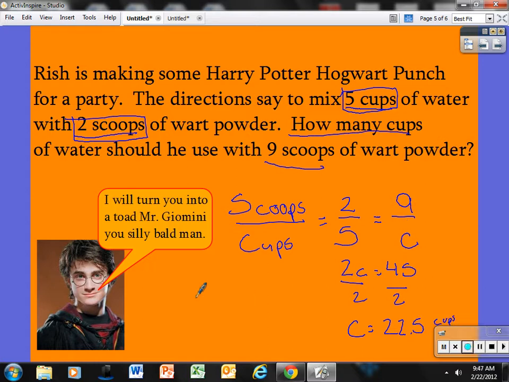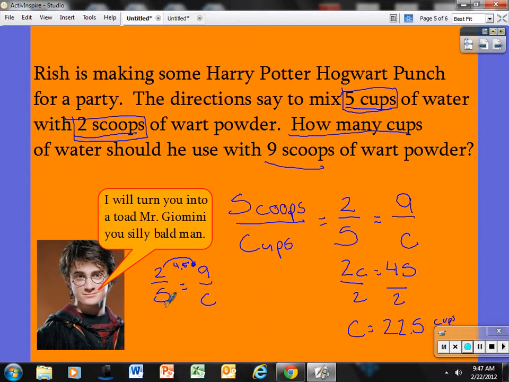I can also do this. I'll rewrite it over here. 2 scoops, 5 cups is proportional to 9 scoops and C cups. I'm kind of finding equivalent fractions. What do I do to 2 to make it 9? Or 9 divided by 2 gives you what? I believe it is 4.5 or 4 and 5/10.